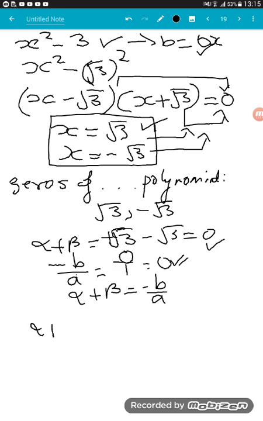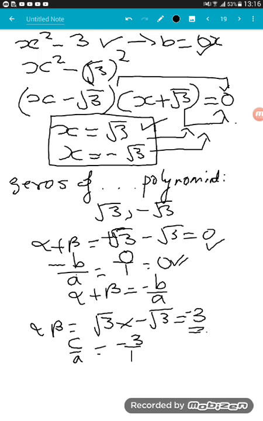Now alpha beta we will see. So alpha beta we can see that it is nothing but c by a. So no need to write c by a, we will just write it down. What is alpha into beta? Root 3 into minus root 3, that is 3 itself, minus 3. Now c by a is nothing but minus 3 by 1. It's nothing but minus 3 itself. So minus 3, therefore we can say that alpha beta equal to c by a.